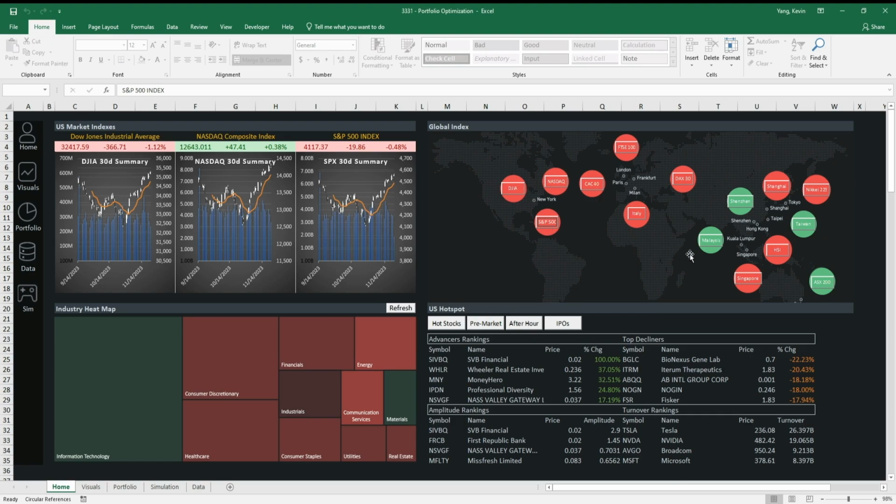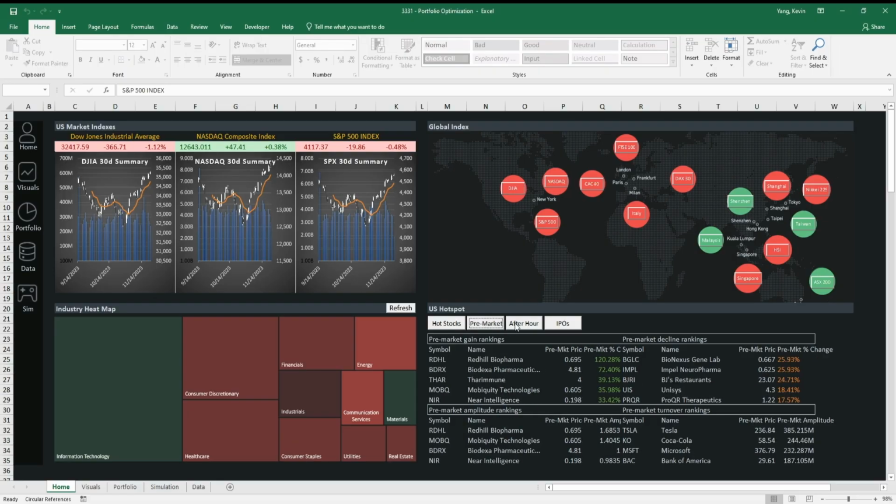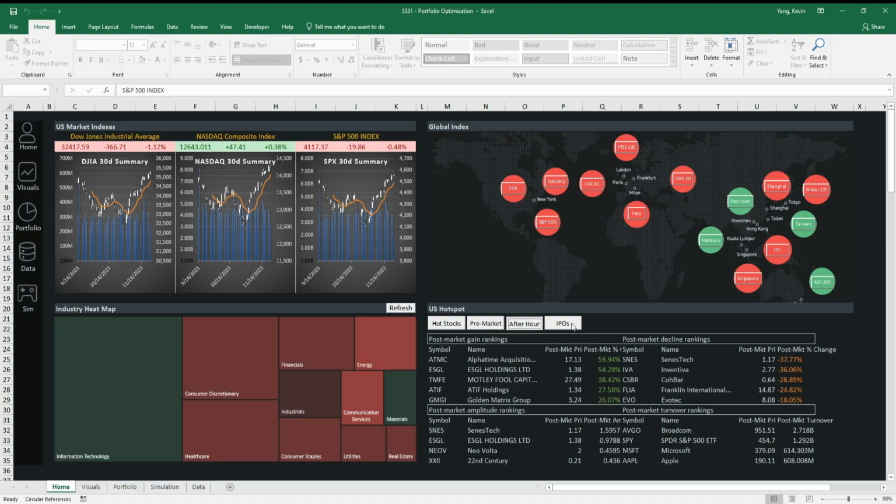see their recent performance. Below that, we have a section called US Hotspot, where we spotlight stocks with significant activities. For example, we have a table that categorizes stocks into top advancers, top decliners, and those with notable amplitude and turnover. We also have similar tables for pre-market, after-hour market, and IPO market.